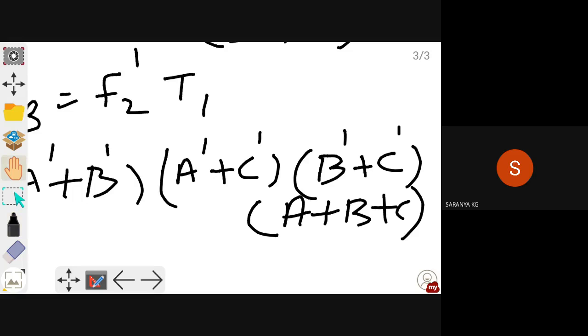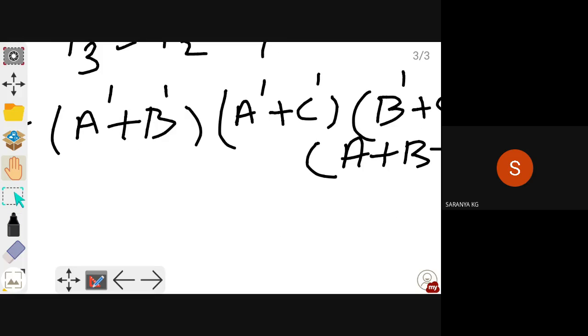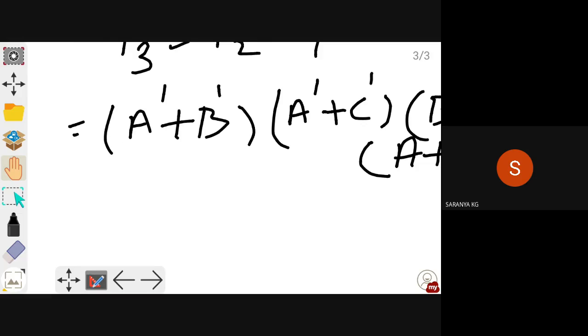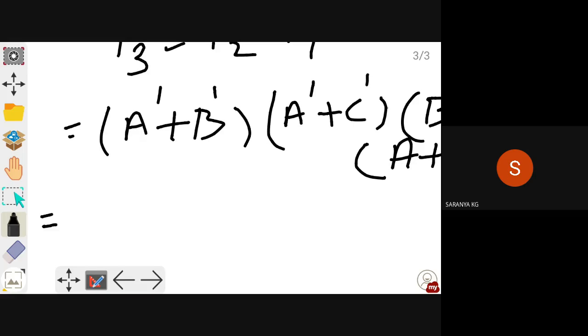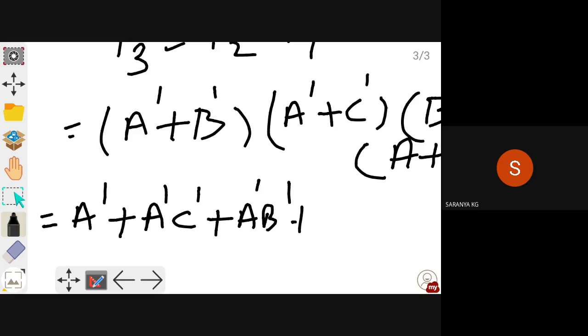So you have to reduce this. To reduce, you have to multiply and eliminate the combination. A dash into A dash will give you A dash, plus A dash into C dash will give you A dash C dash, plus B dash into A dash will give you A dash B dash, plus B dash into C dash. So this is the multiplication of these two terms.